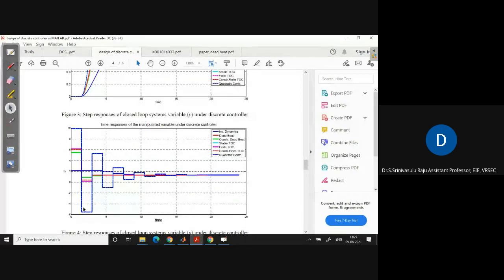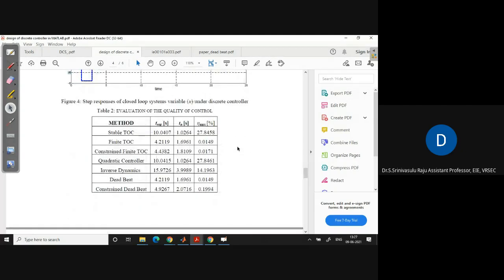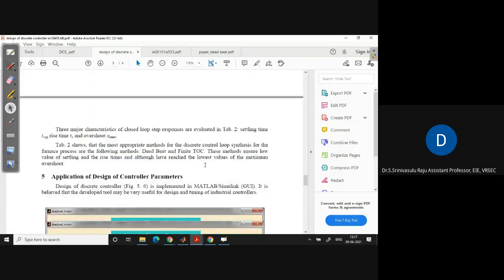See the controller action here. The quadratic controller has given a large control signal. This is always not acceptable. The rest of the controllers have a similar type of controller action, so we can use any other one according to our specification. They have given the time domain parameters here. They calculated everything and have given it here.